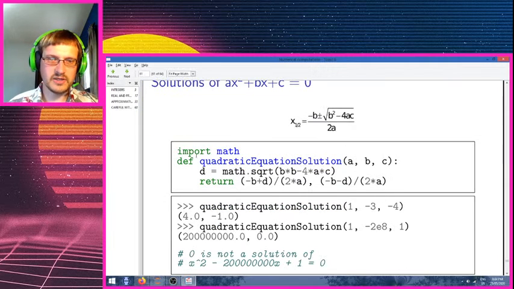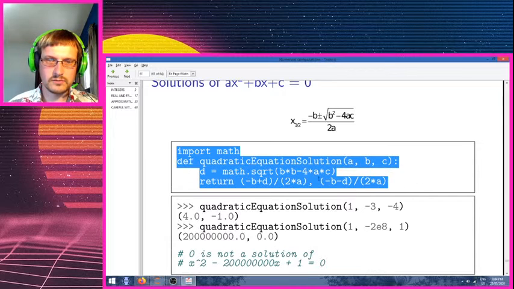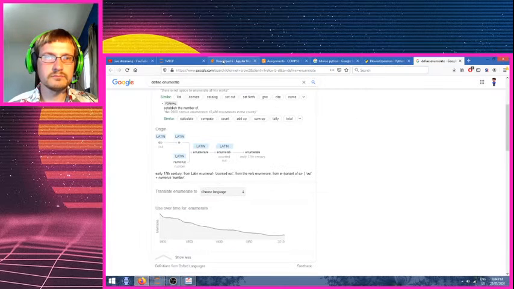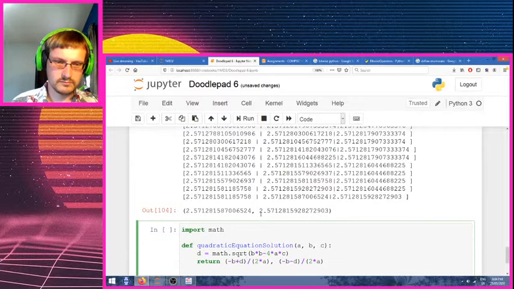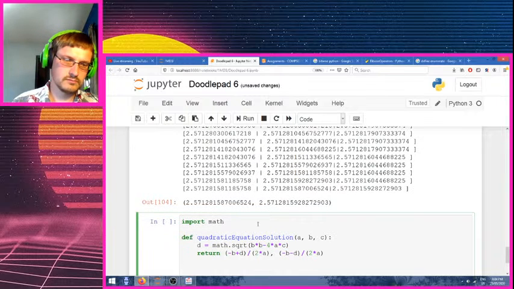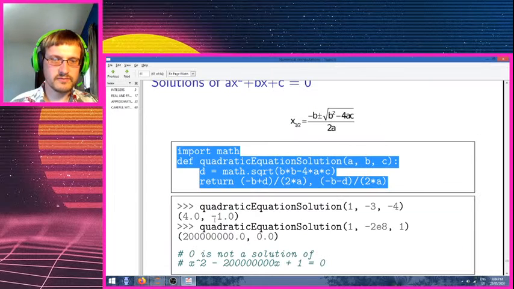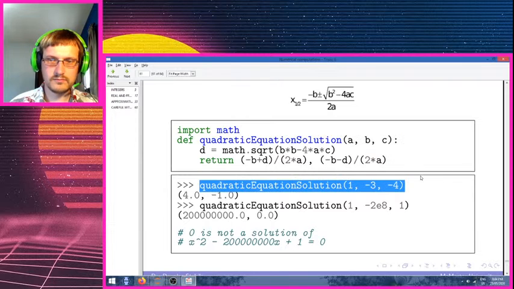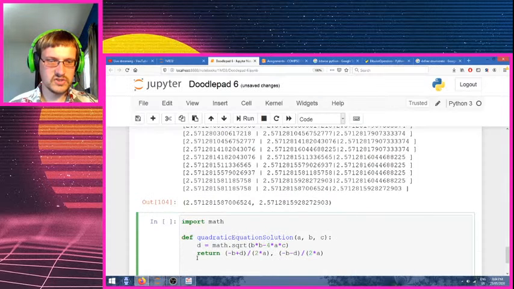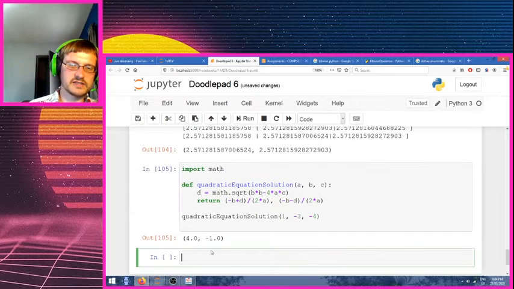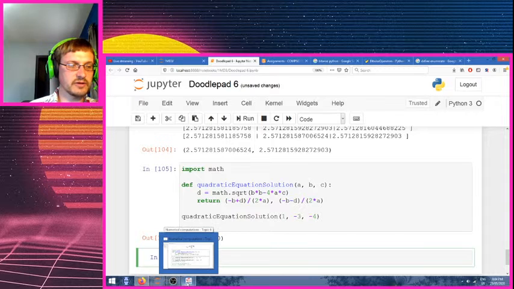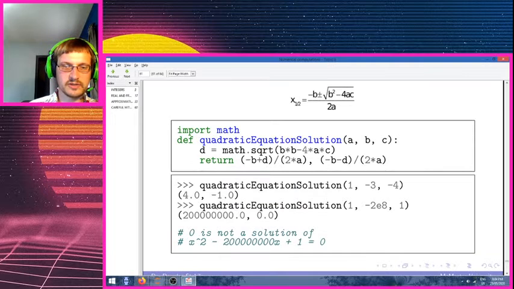Let us copy and paste some of this code. Copy. Paste. Then we can execute some stuff, just to prove it works. There you go. That's the solution. Notice this is in floating point, so we are in dangerous territory.